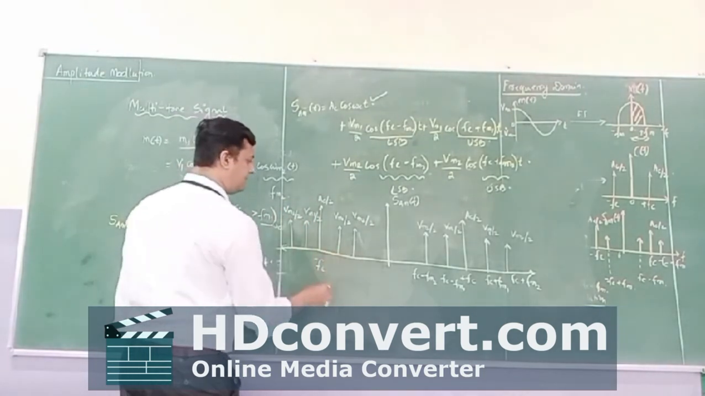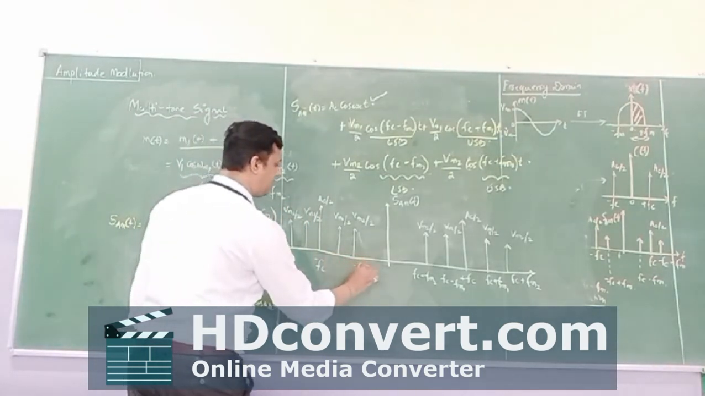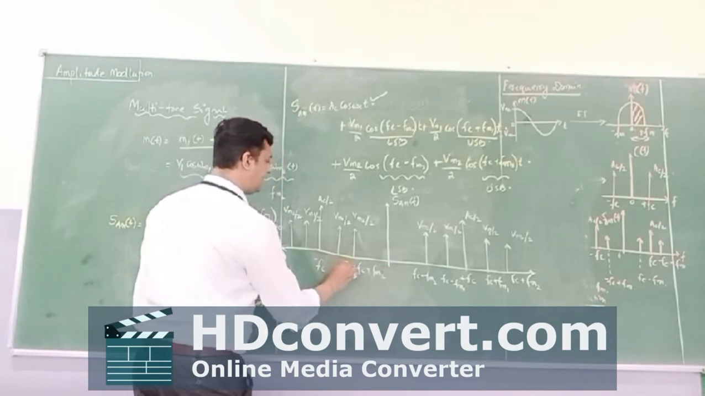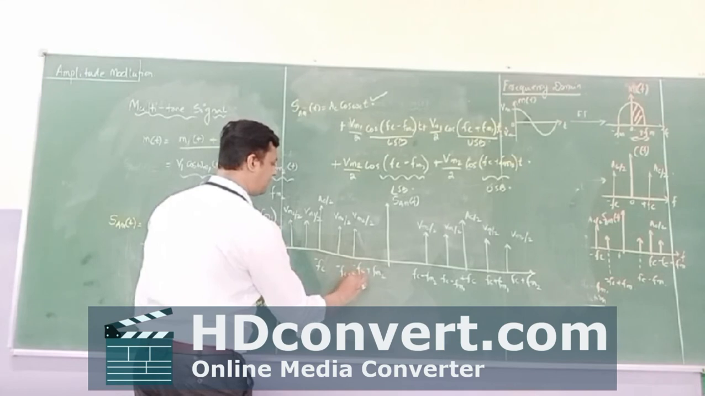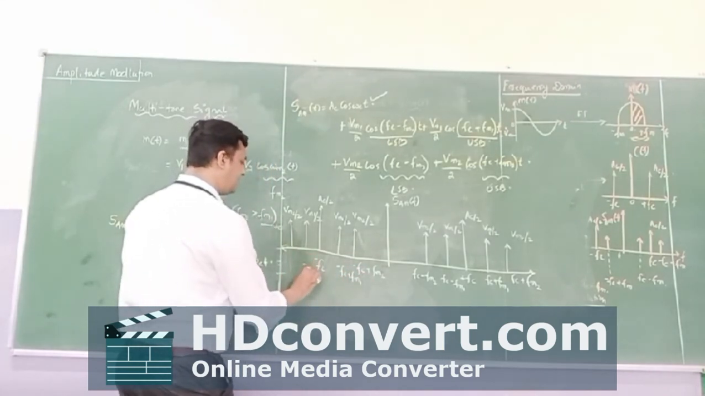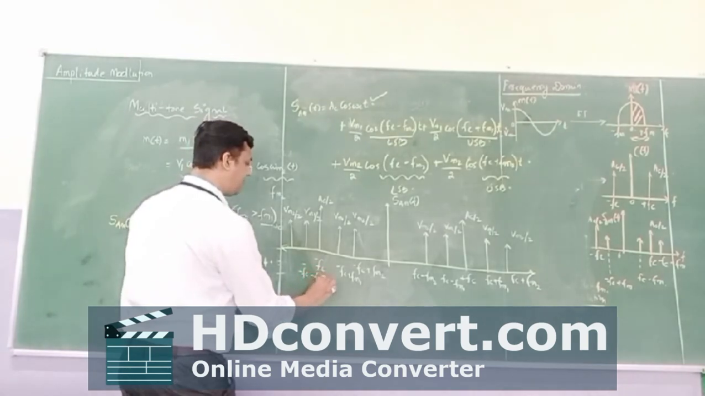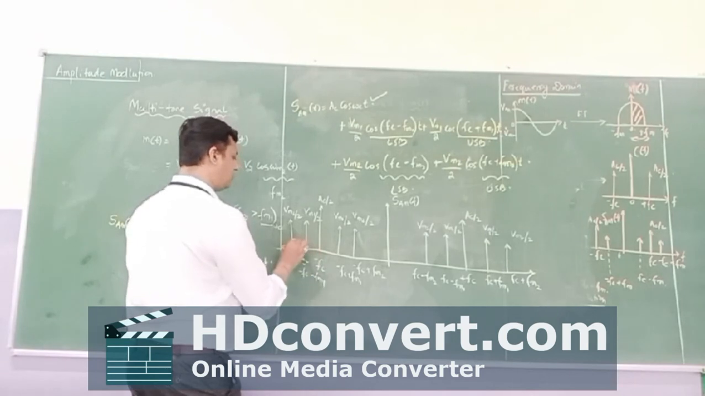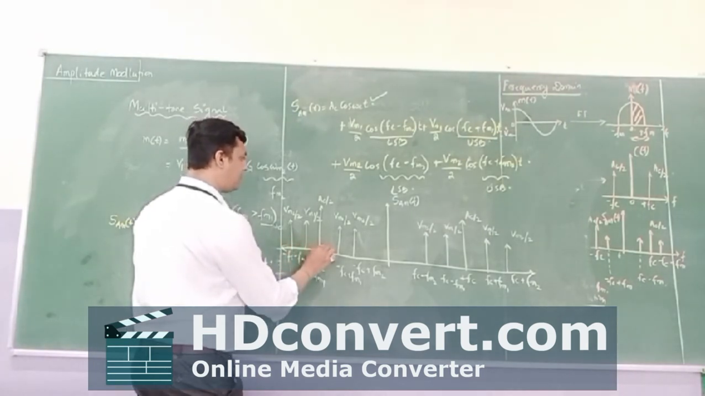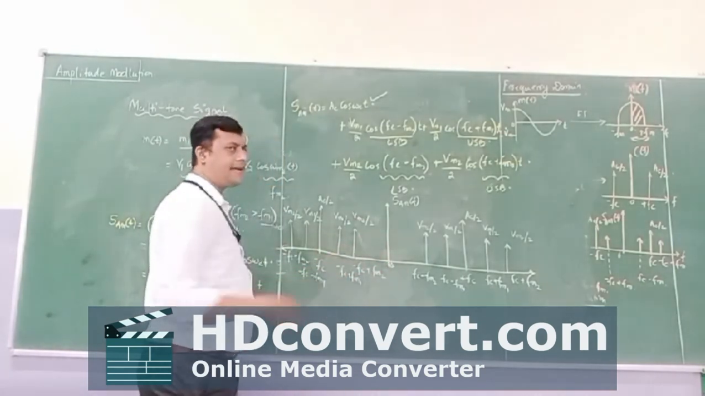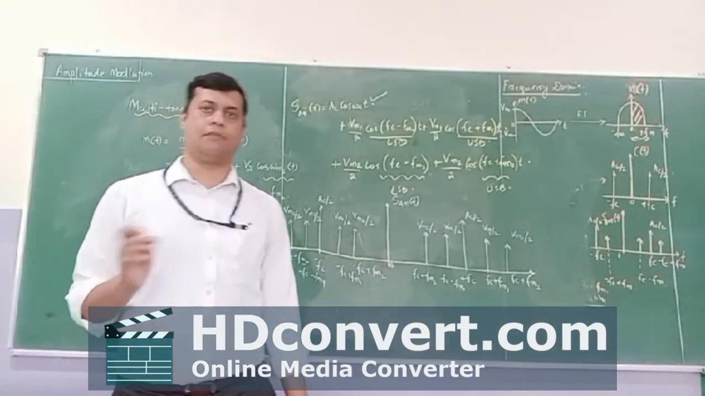Here it will be minus Fc plus Fm2. It is minus Fc plus Fm1. Similarly, minus Fc minus Fm1. This is minus Fc minus Fm2. So these are the frequency components available on both sides with respect to the carrier frequency.